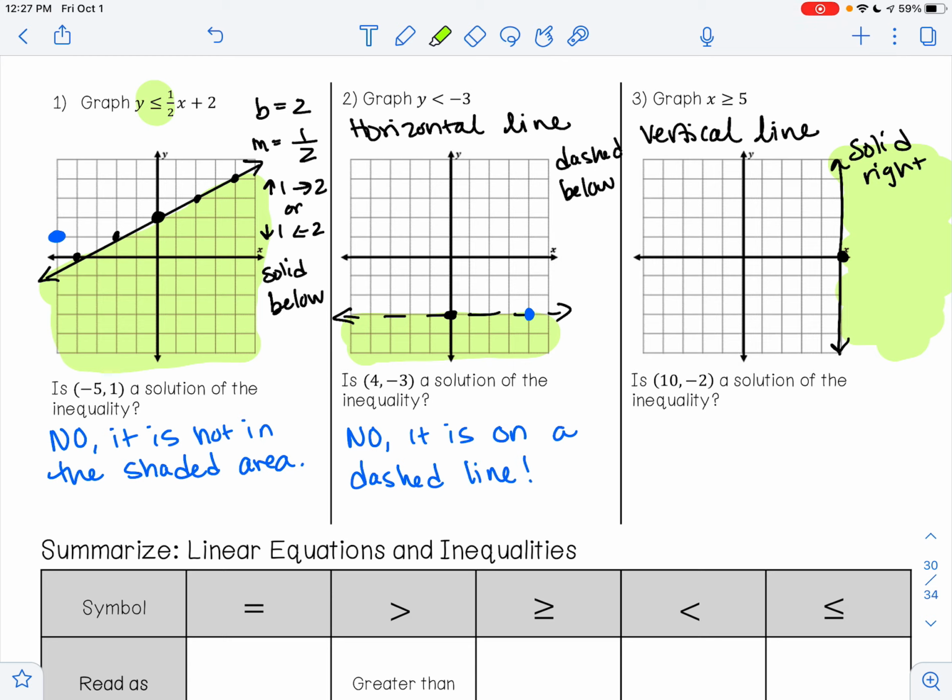The question says, is 10, negative 2 a solution to the inequality? Well, 10, negative 2 would be like over here. That would be in the shaded area, so yes.